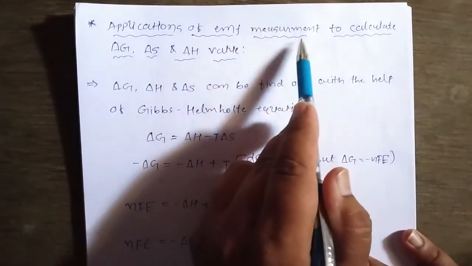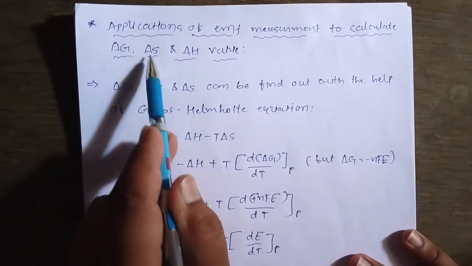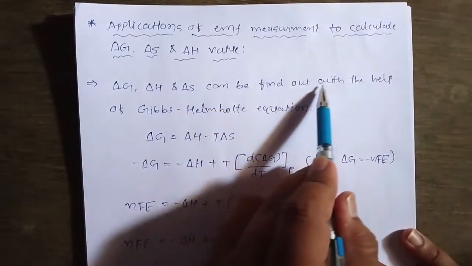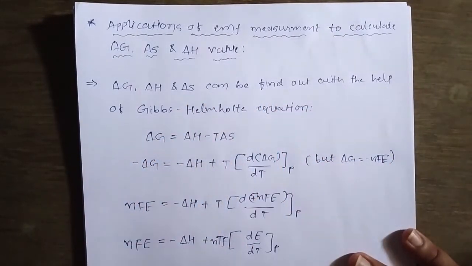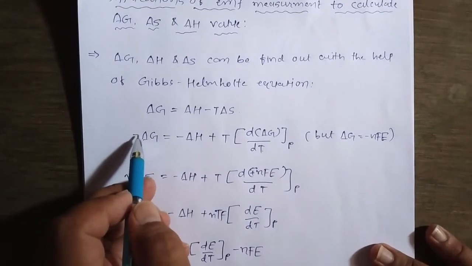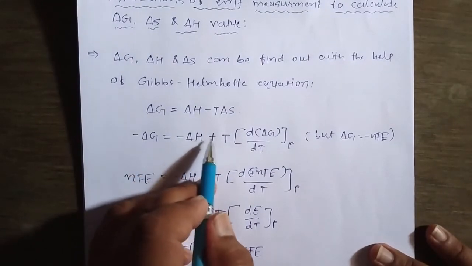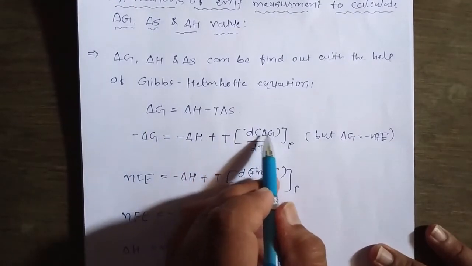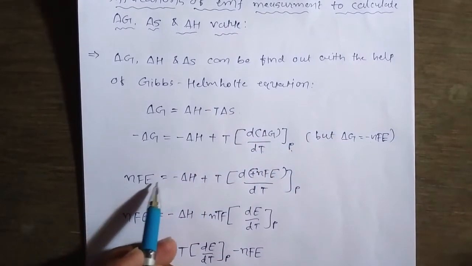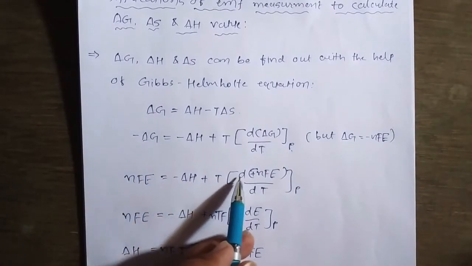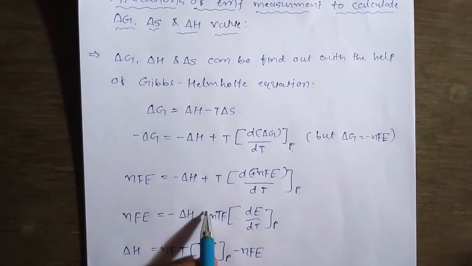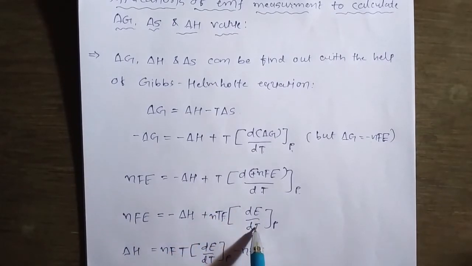Now, applications of EMF measurement to calculate delta G, delta S and delta H values. Delta G, delta H and delta S can be found out with the help of the Gibbs-Helmholtz equation. That means delta G is equal to delta H minus T delta S, or minus delta G is equal to minus delta H plus T into the square bracket d delta G upon dT at constant P. But delta G is equal to minus nFE. So nFE is equal to minus delta H plus T into d nFE upon dT at constant P. And nFE is equal to minus delta H plus nFT into the square bracket dE upon dT at constant P.